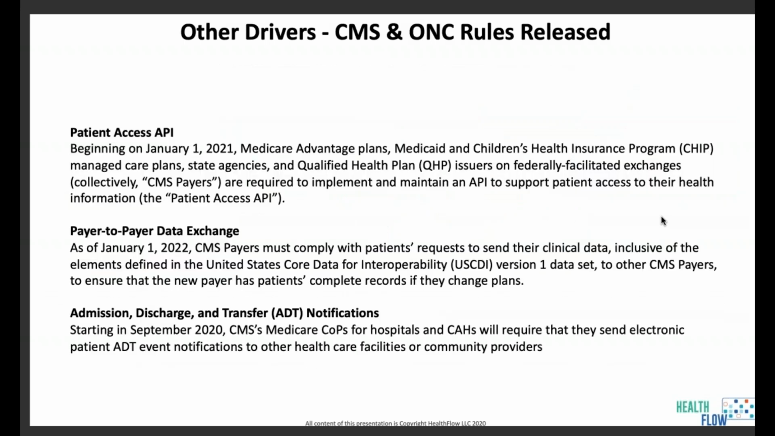Other drivers that are pushing this need forward: CMS and ONC finally released the rules earlier this week. Some of the key areas in there that have some teeth: the Patient Access API. Medicare Advantage plans, Medicaid Children's Health managed plans, state agencies, all of these entities are required to implement and maintain an API to support patient access to health information, and that's got to be in place by January 1st, 2021.